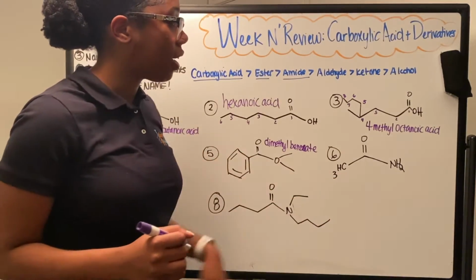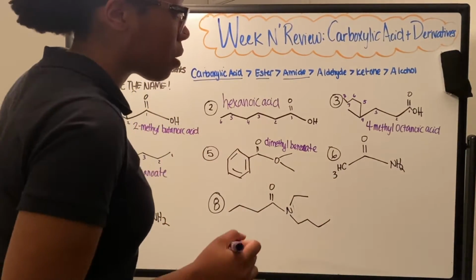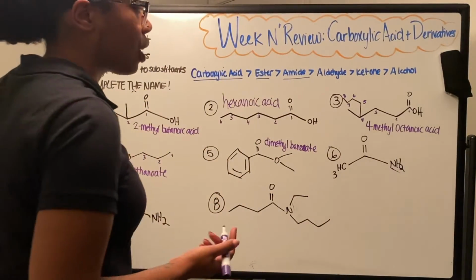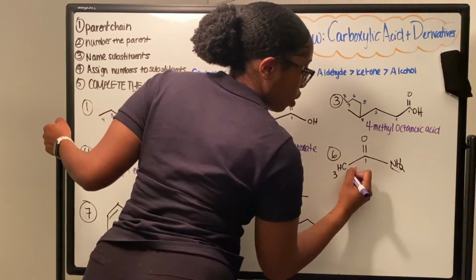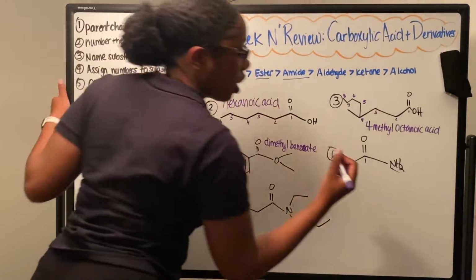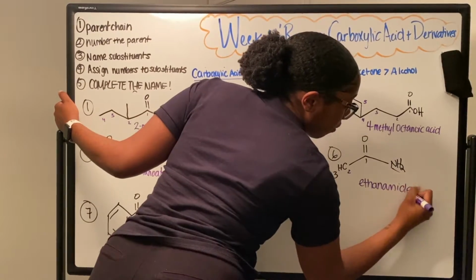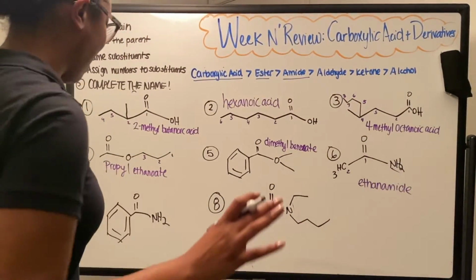All right, now here, this here is an amide. It's a primary amide because there's nothing attached to the NH2. So then we just say 1, 2. Since there's only 2 carbons, it's going to be ethanamide. See, this is really easy, all right?